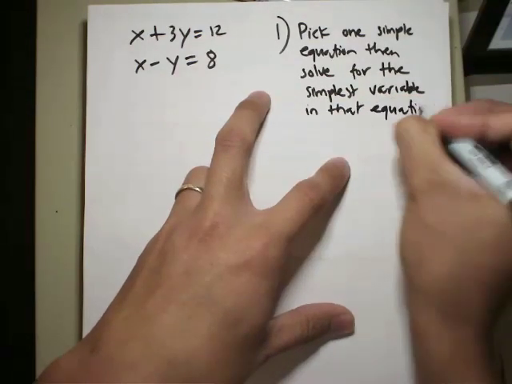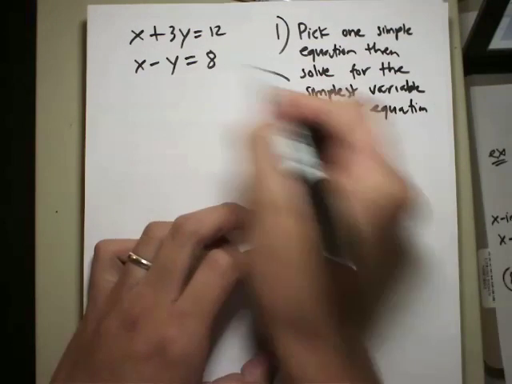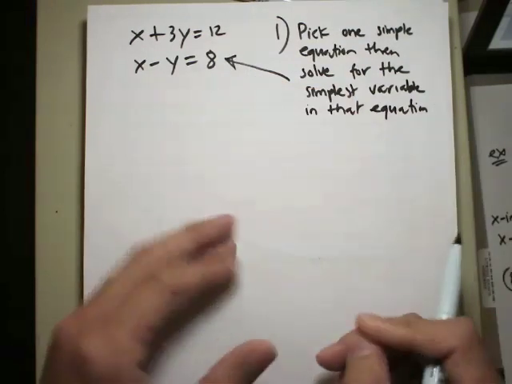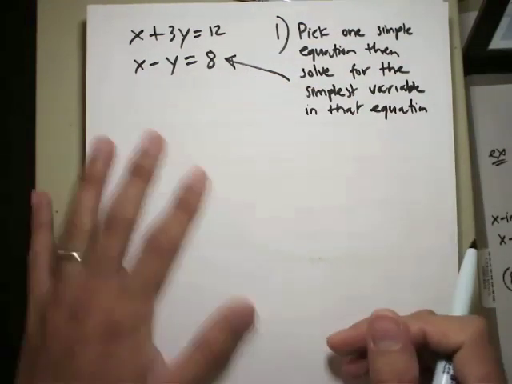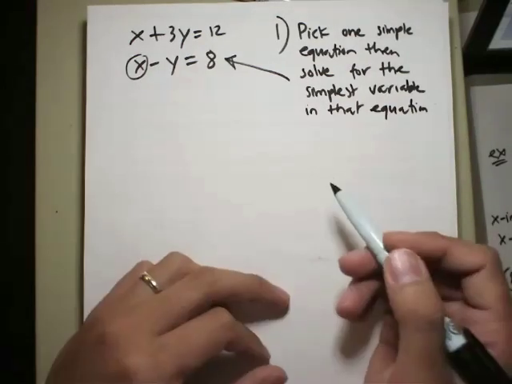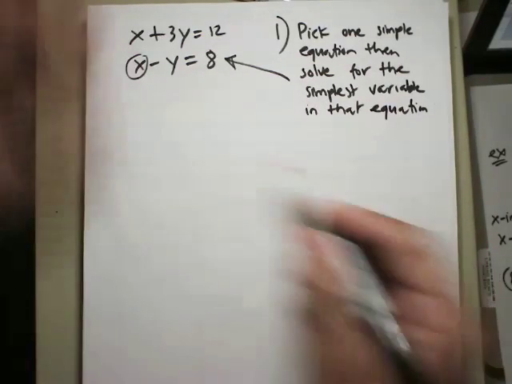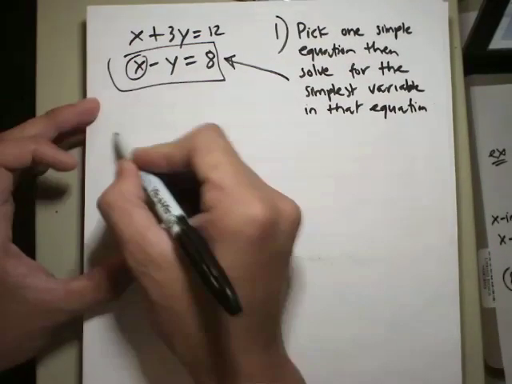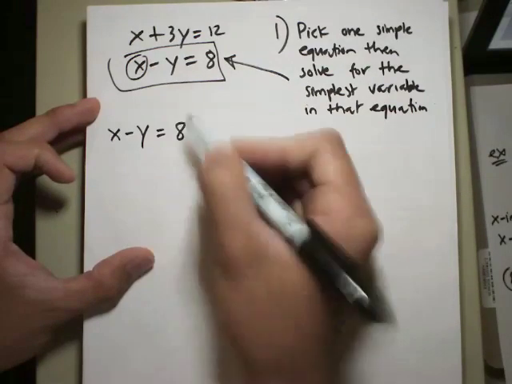Okay, so if I were you, I would definitely pick that one because it looks simple, and I also want to solve for x because it's the easiest to solve for. Okay, so I'm going to go ahead and pull that aside right now. That's what I picked. I pull that aside and I start solving for it.